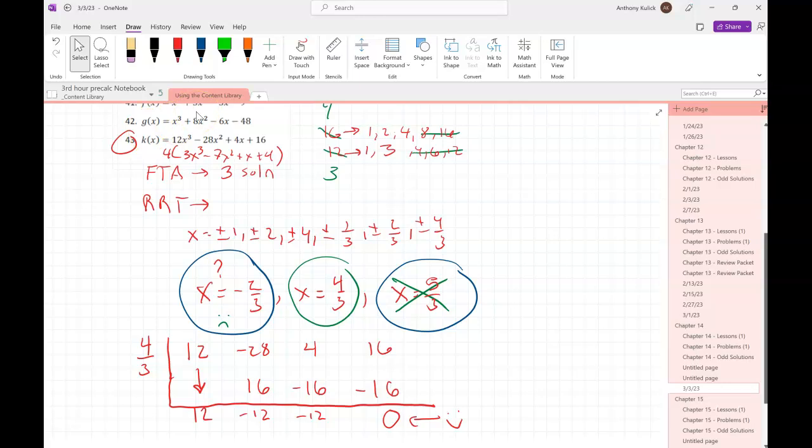So irrational means it has like a square root in it, right? Does that feel good? Yeah. Okay. Sure, no problem. Anybody else?